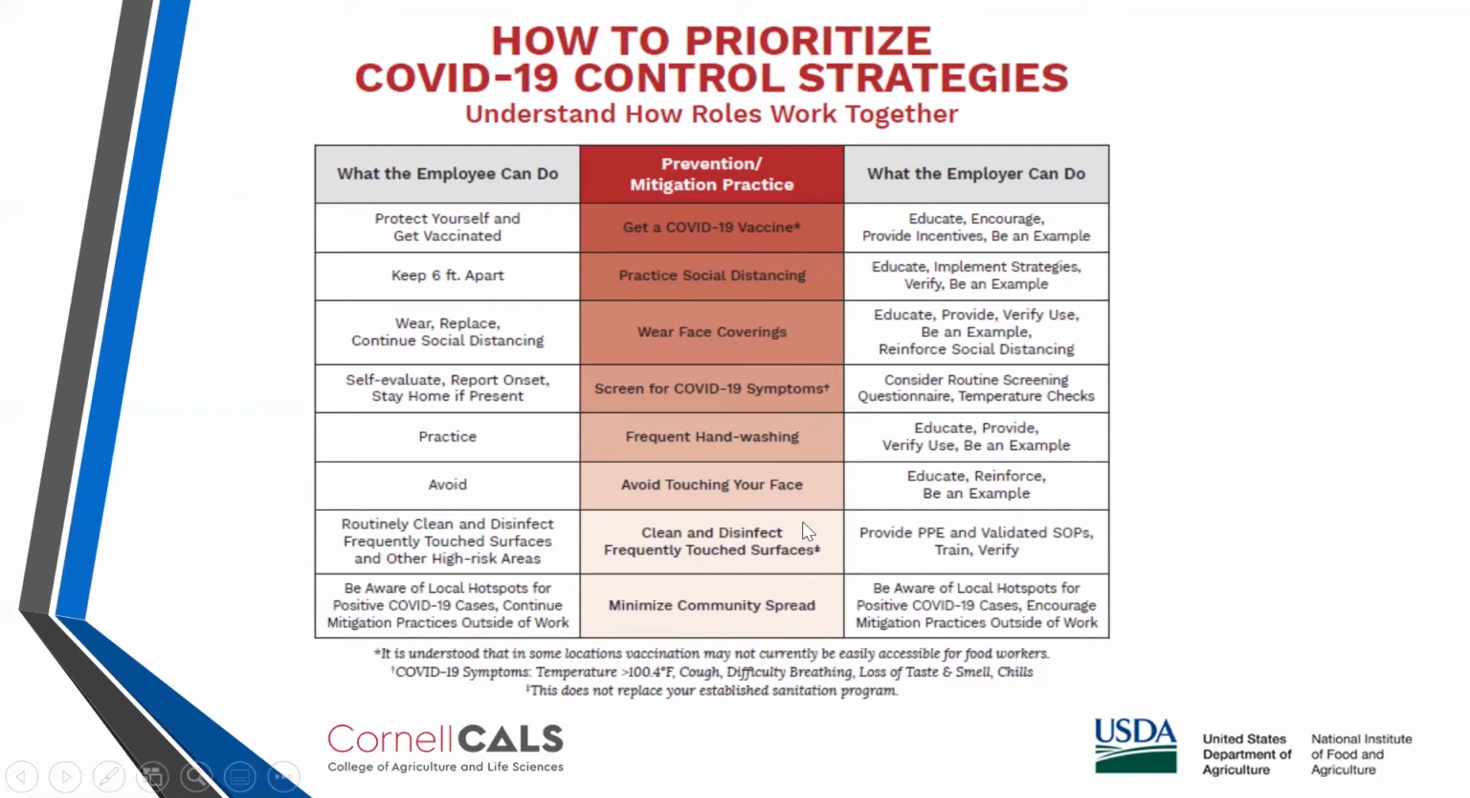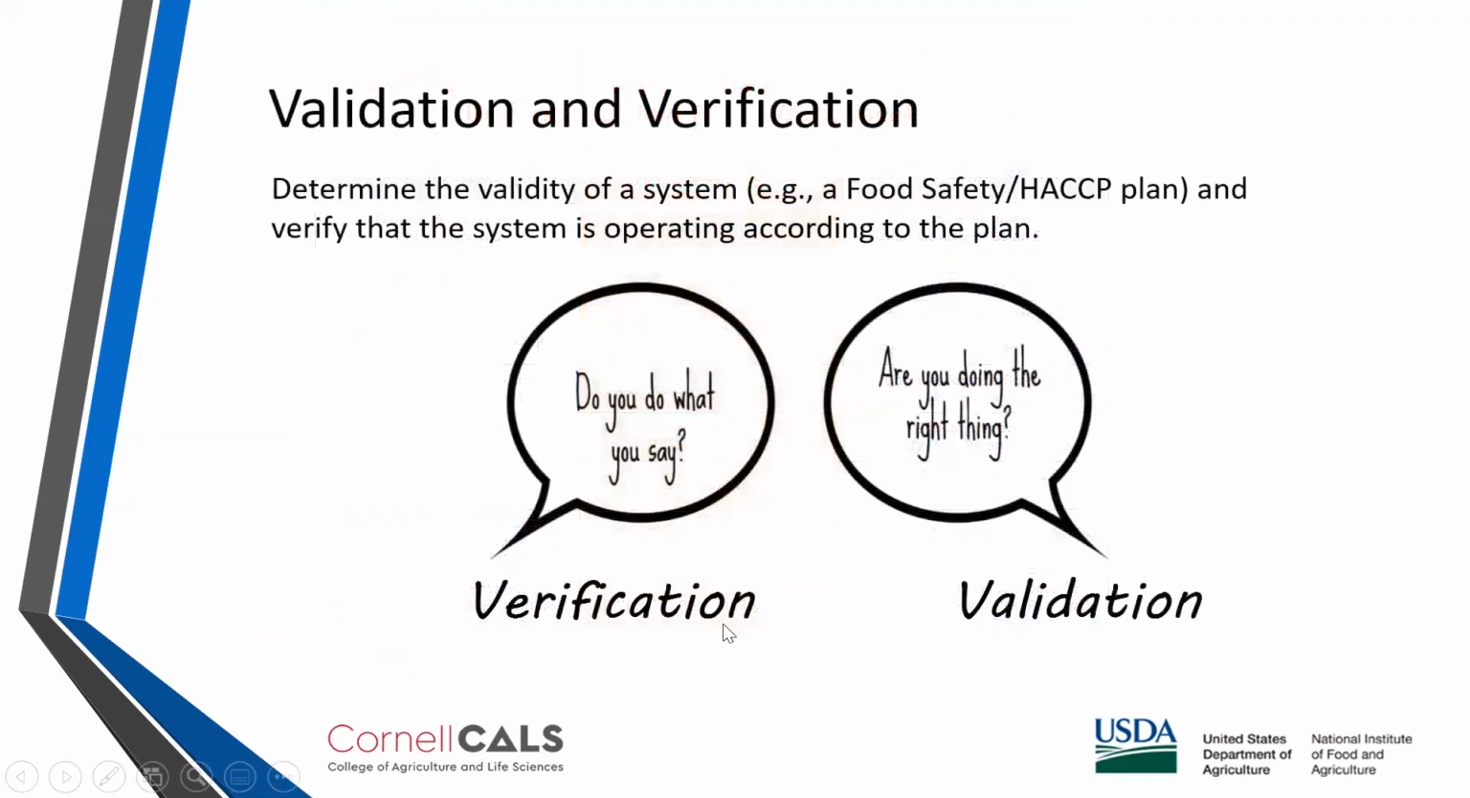The lowest on the list, or too low on the list, is cleaning and disinfecting frequently touched surfaces. That used to be considered an important part of COVID-19 control strategies. We've really recognized now that contaminated surfaces are not a major route of transmission. Minimizing community spread is on the bottom of this list, but it's one of the ones that's probably a little bit more debated, how much of a responsibility this is for food companies, where this should fall in the priorities. So this is our recommendation, our consensus, but not necessarily what you should follow. But it gives you an idea of how to decide what to focus on.